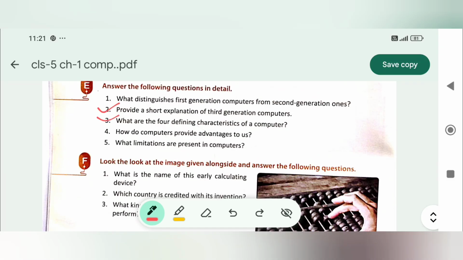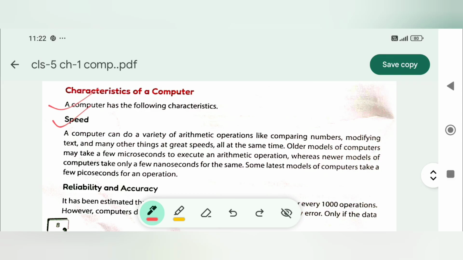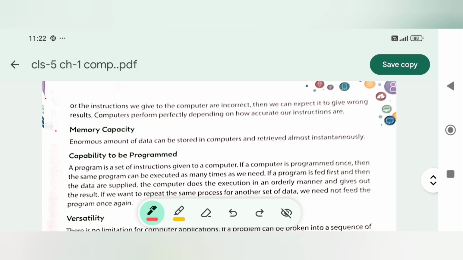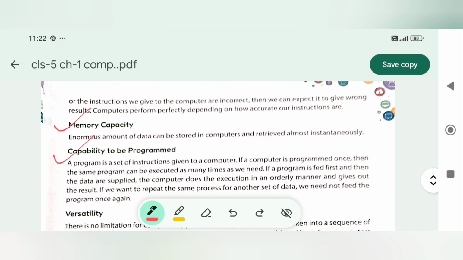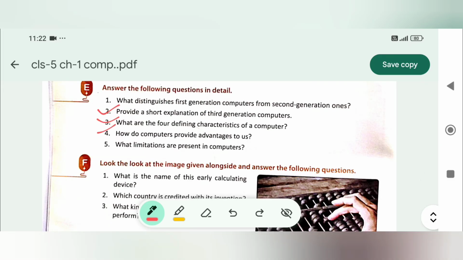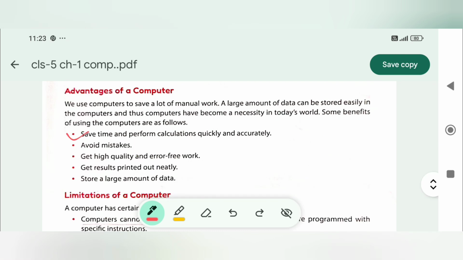3. What are the 4 defining characteristics of a computer? Computer has the following characteristics: speed, reliability and accuracy, memory capacity, capability to be programmed, versatility. This is ICA 3. Question number 4. How do computers provide advantages to us? So computers save time and perform calculations quickly and accurately, avoid mistakes, give high quality and error-free work, get results printed out neatly, and store a large amount of data.